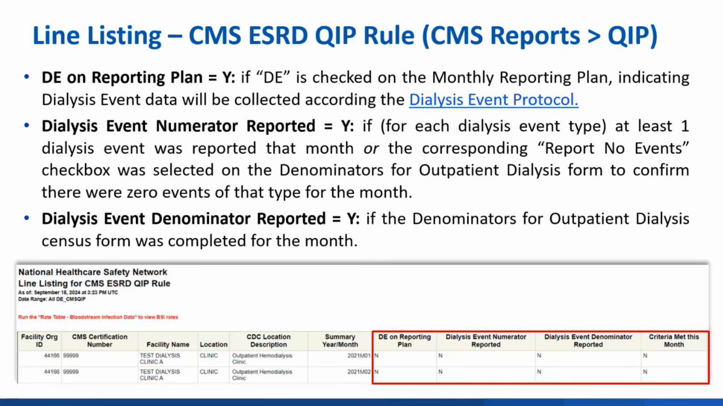And at the very end, as you can see, there's criteria met this month. So if any of the tabs are an N, then this will show up as an N. So you know that at least one of those tabs and one of those protocols have not been met for the month. So ensure that for all 12 months, the criteria met this month tab shows a Y for yes.